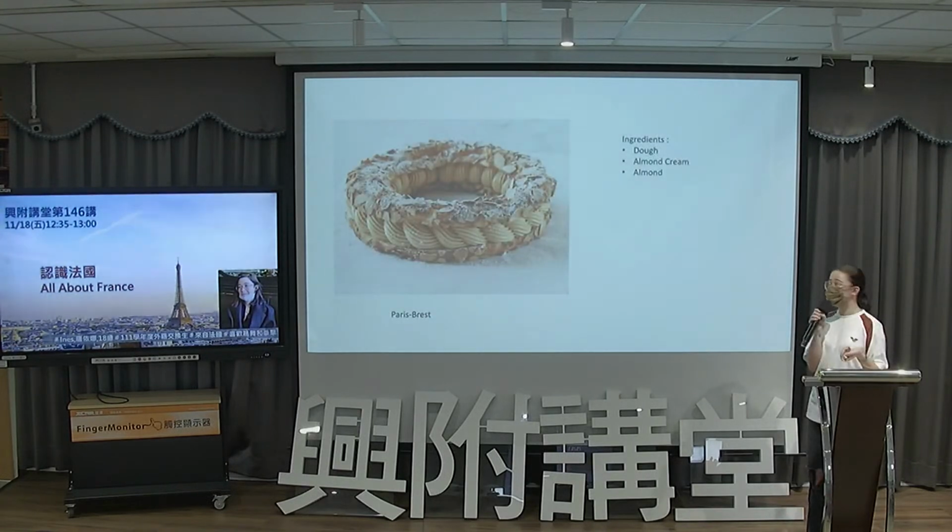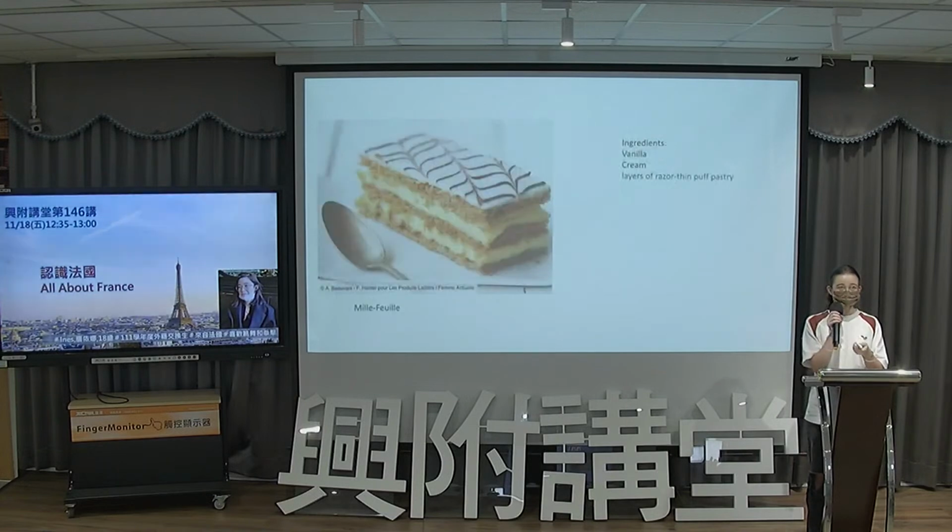And about the dessert, there is the Paris-Brest, which was created for a cycling competition because it's in the form of a wheel. It's dough with almond cream and almonds. My favorite dessert is millefeuille, which is vanilla cream with layers of puff pastry. You can change the flavor too, like coffee or chocolate.